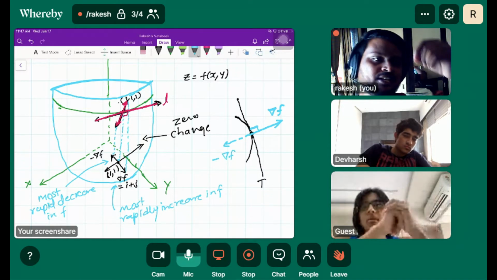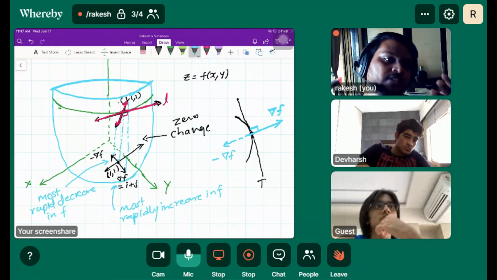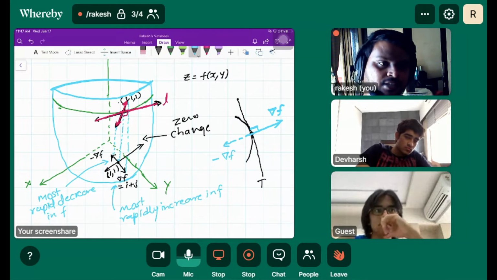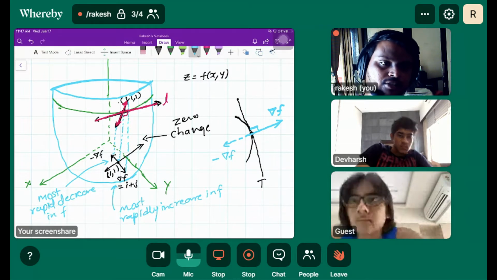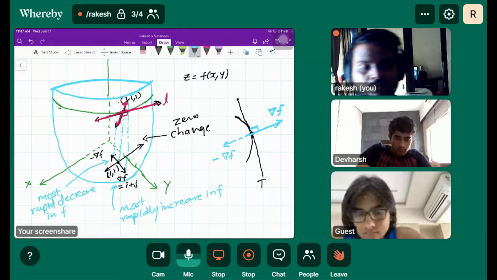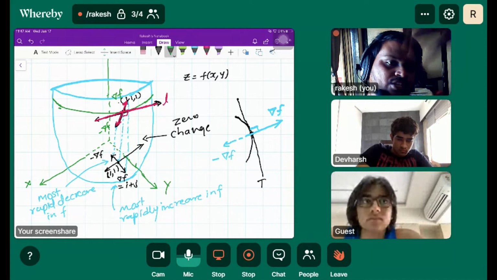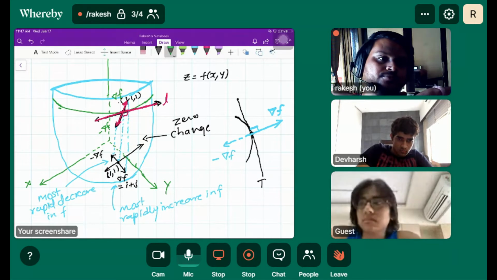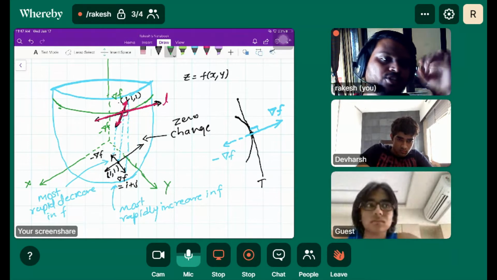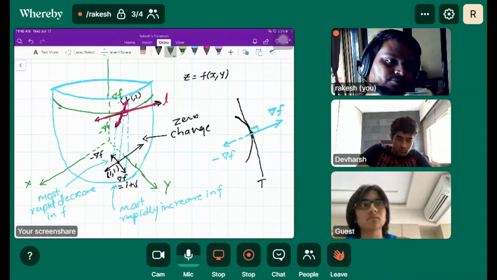Now I have represented del f, the gradient vector, in the xy plane. We can say the vectors are equal when their direction and magnitude are equal. So I have simply projected that del f. Let me write that this is del f. This is minus del f. I have simply projected that del f on the xy plane, because the gradient vector is one dimension less than the given object.